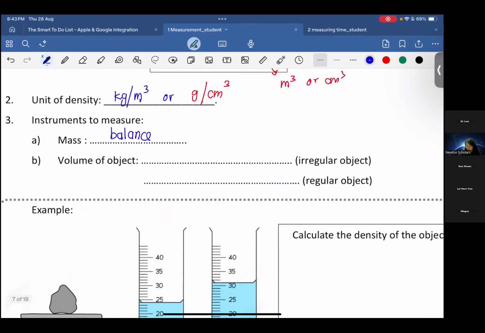Okay, we need to know the volume. If the object is an irregular shape, we can use the method from just now, which is called the water displacement method. So what instrument do we use? We can use a measuring cylinder. If this is a regular object, for example like this, what instrument do we use? Easy, because we're just using a mathematical formula. But I need to know the width, the length, the height. So we use a meter rule to measure it. Okay, meter rule. If we write ruler, never mind.